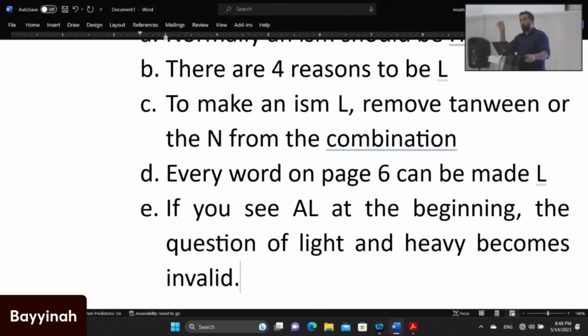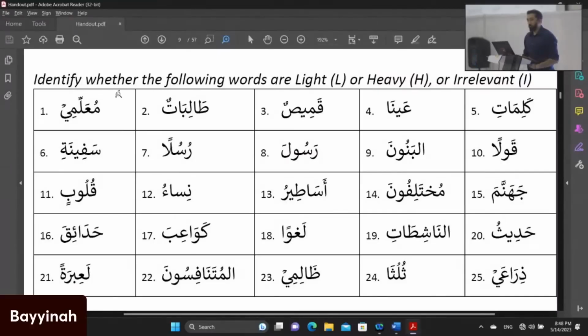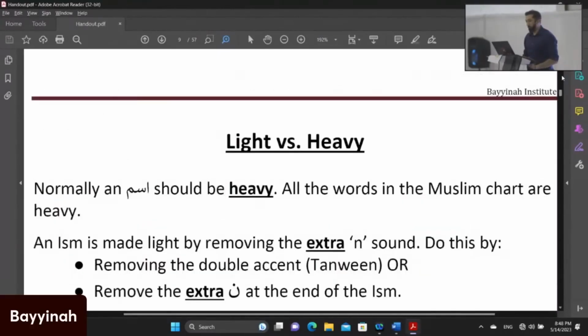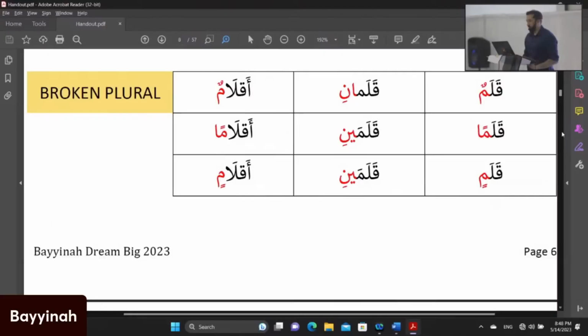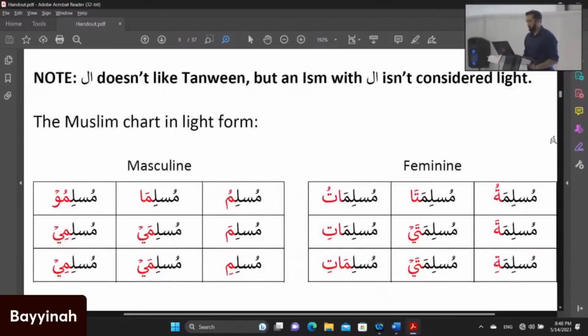Okay? So the moment you see al, and I say, tell me if this is light or heavy, you say, invalid question. The moment you see what in the beginning? Al, then you don't care about light and heavy, okay? And again, you'll learn over time why that's important. So let's do this exercise. This is page 7, I believe, isn't it? Or 8? Okay, this is 7, yeah.